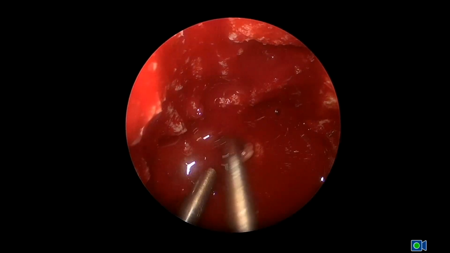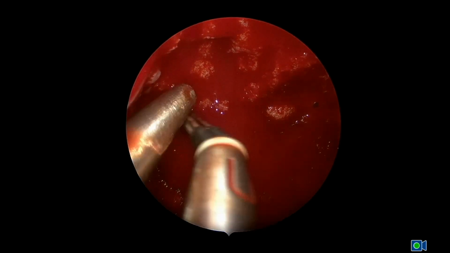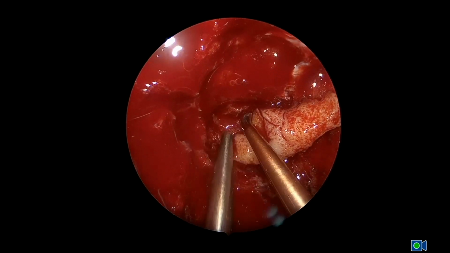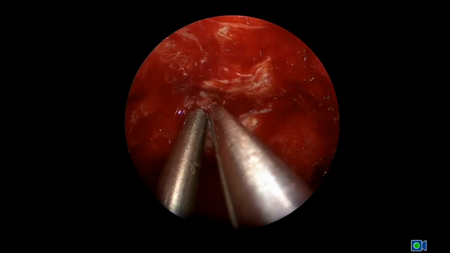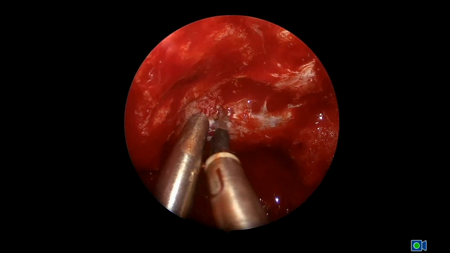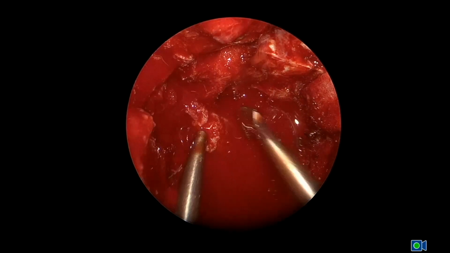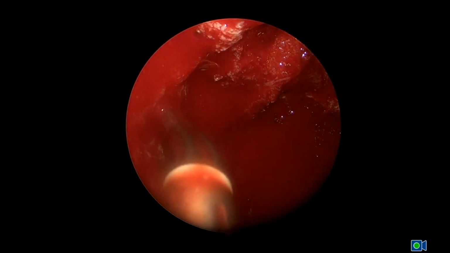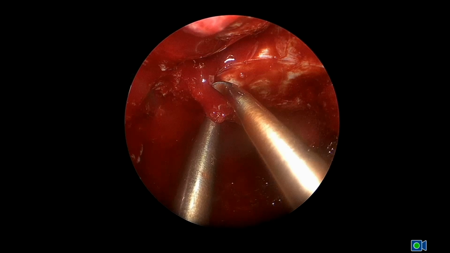You see the soft consistency mass, and as we remove it, again, significant arterial bleeding. These are branches directly from the carotid artery, meningeal branches. You can see the abnormal bone being removed. And again, we coagulate dura at the level of the sella and tuberculum sella, always being very cautious with the location of the paraclinoidal segment of the carotid artery.